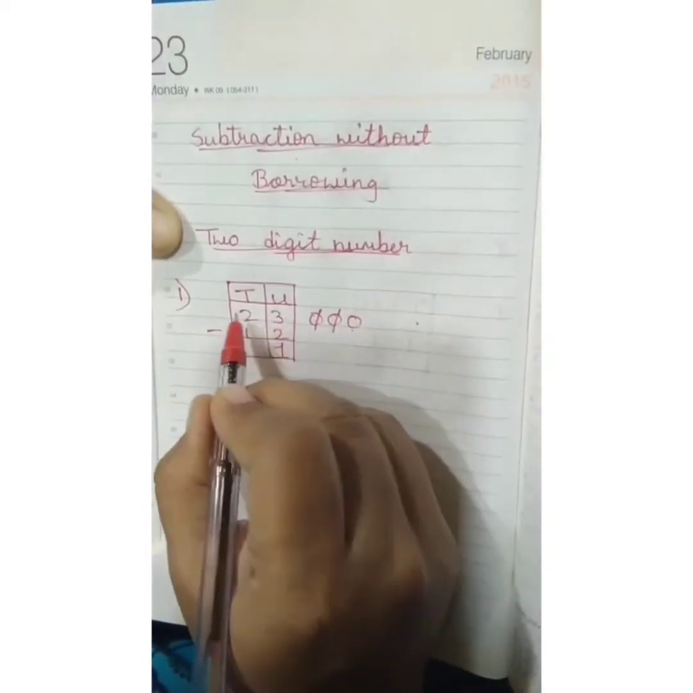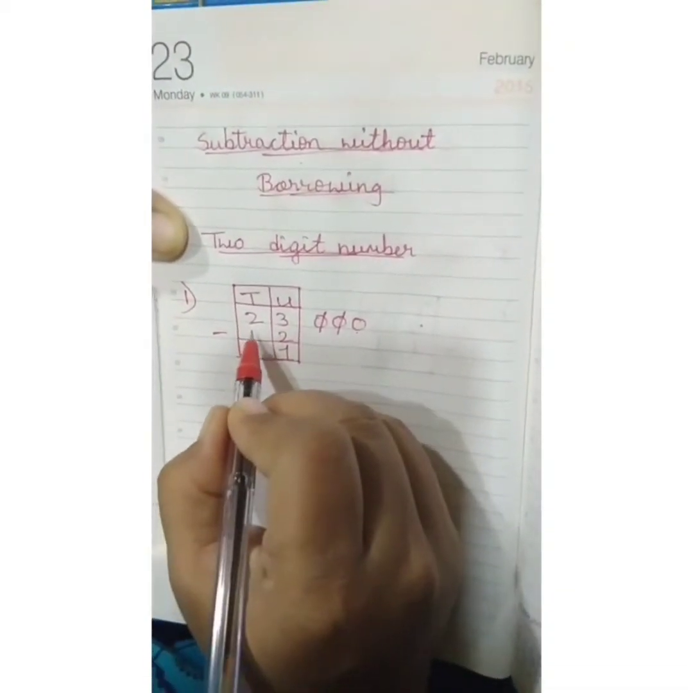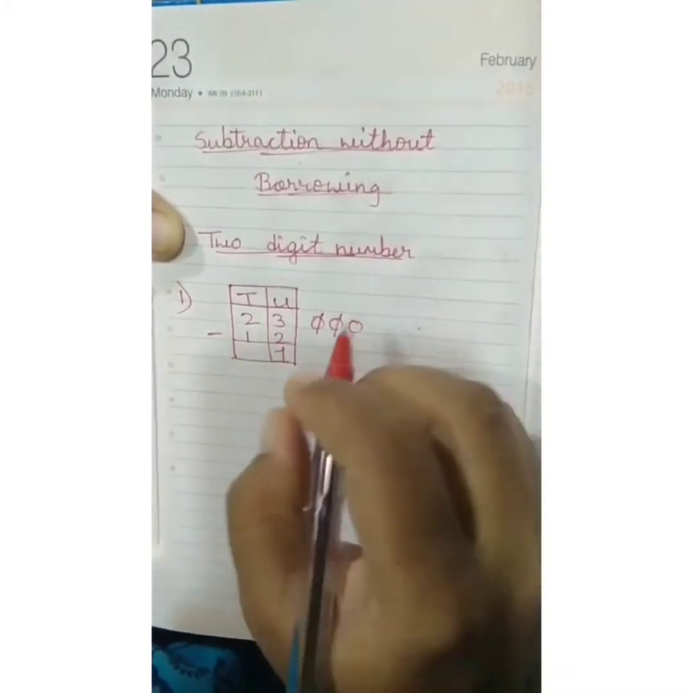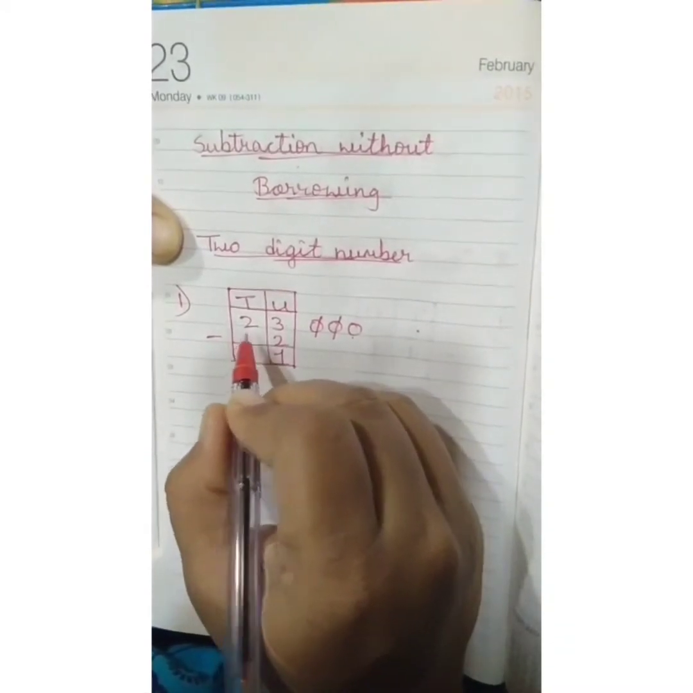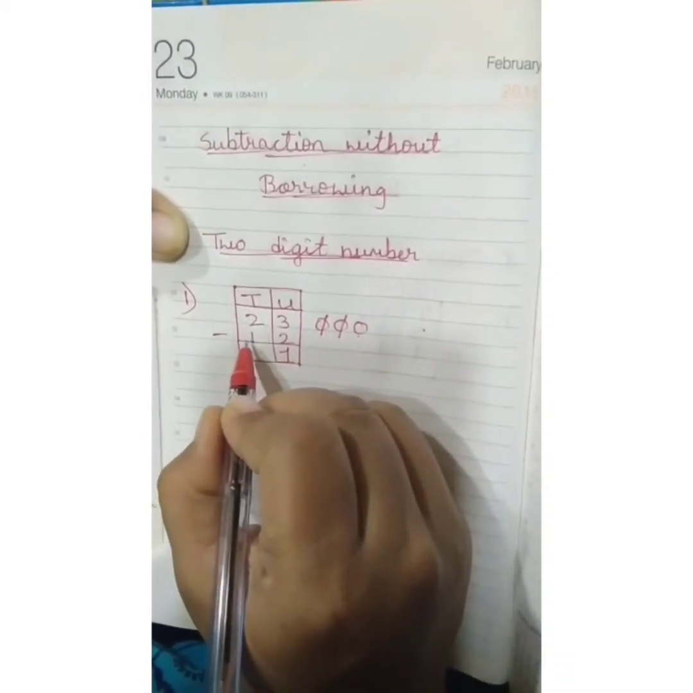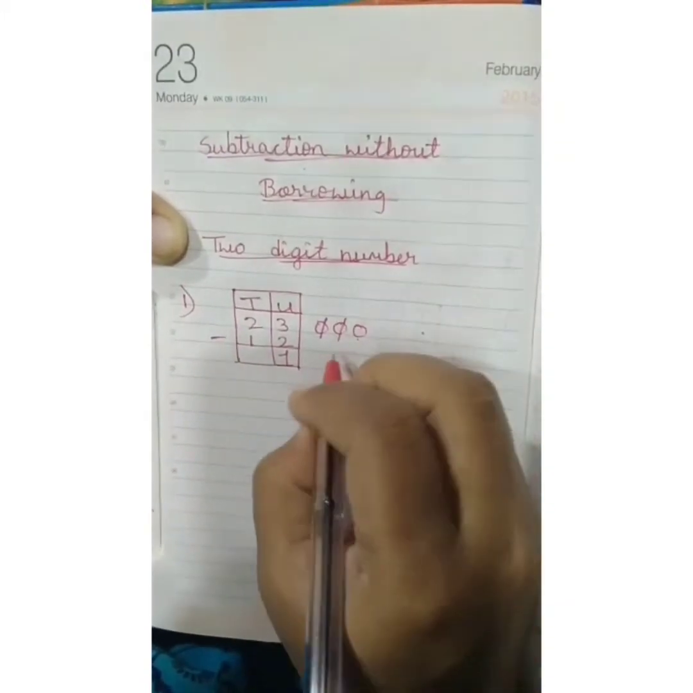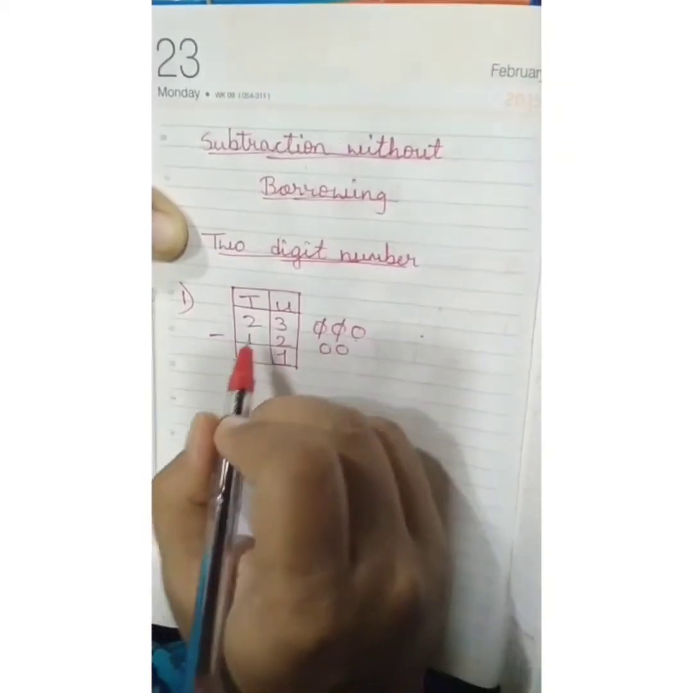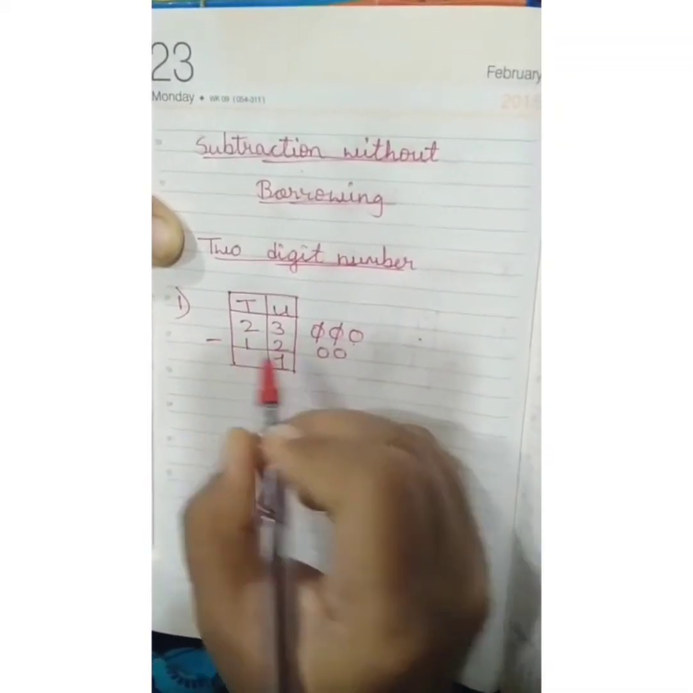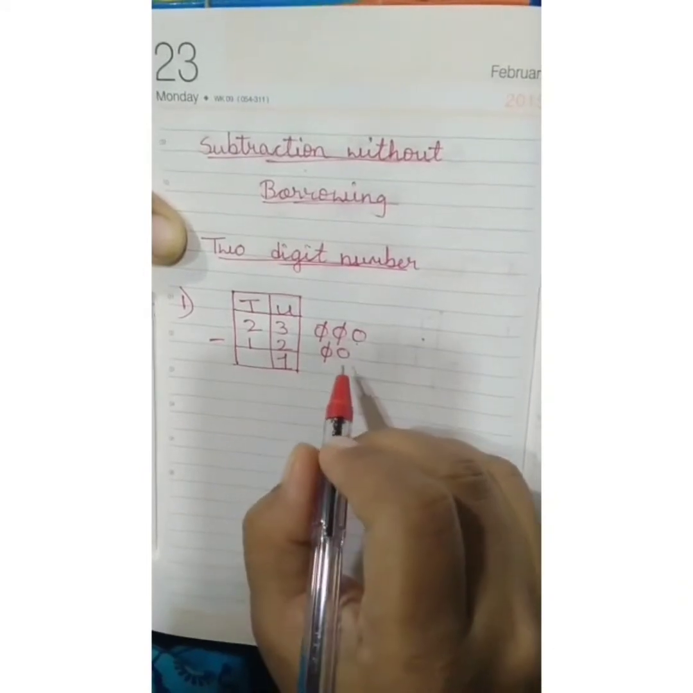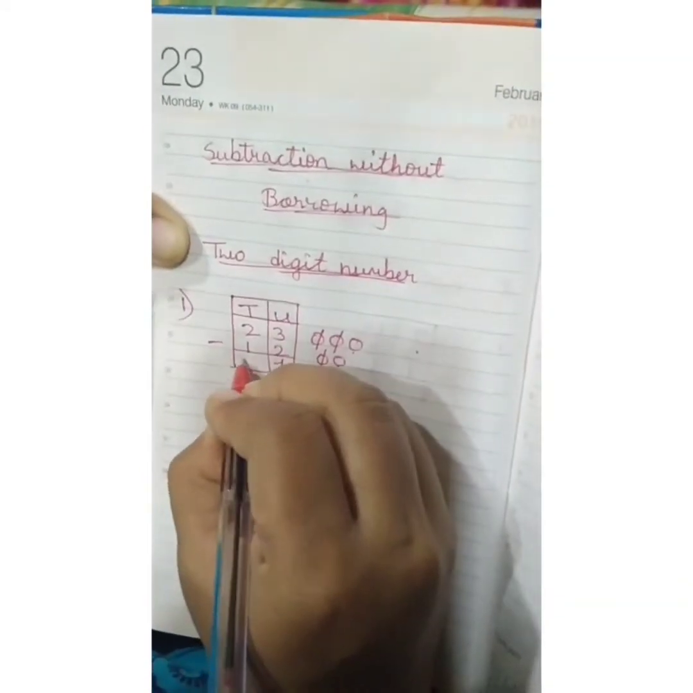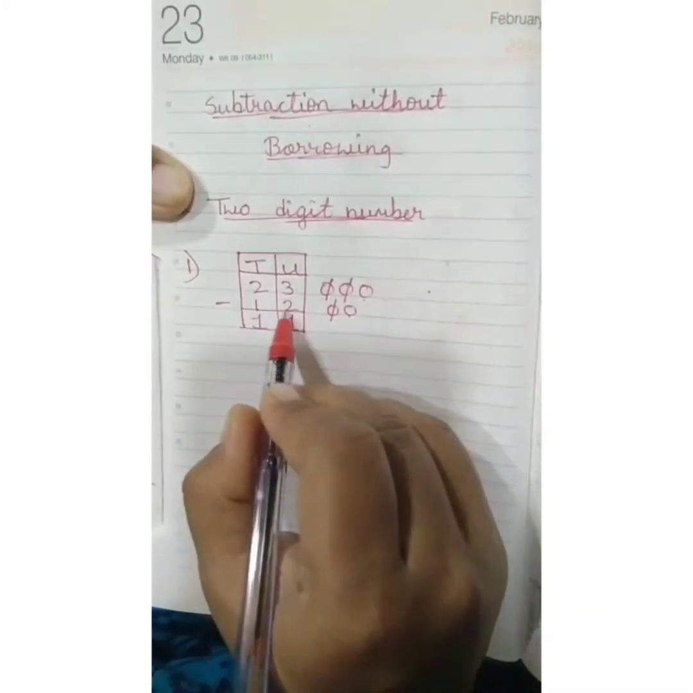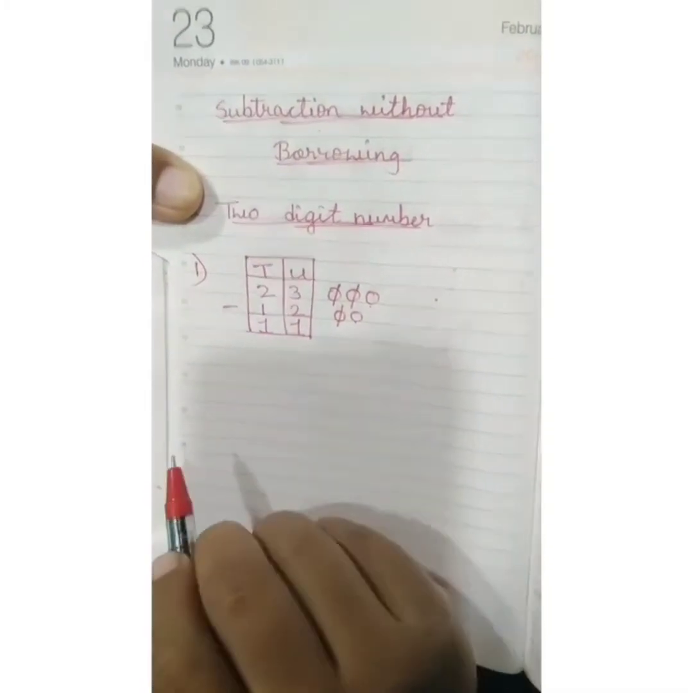Now we will go to tens place. In tens place what have they given? 2 and 1. So which is the bigger number? 2. And the smaller number? 1. So we will draw 2 circles. 1, 2. So from 2 we will minus 1. How much is remaining? 1. So the answer is 23 minus 12 is 11.